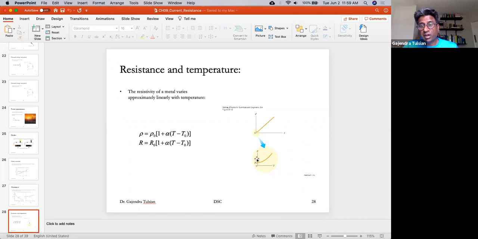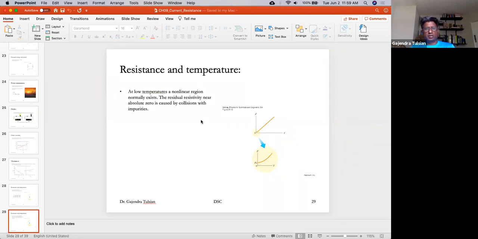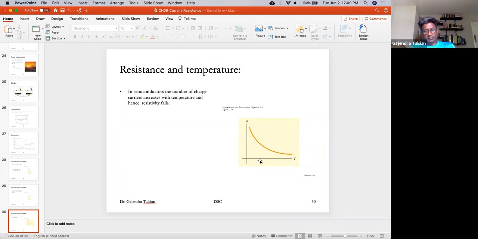Now, if you blow this diagram up near absolute zero, what you find is for most materials, even at absolute zero, there's a residual resistivity, meaning the resistance doesn't go to zero. So at low temperatures, a nonlinear region exists. The residual resistivity near absolute zero is caused by collisions with impurities, and it's almost impossible to eliminate that. But we'll come to certain interesting materials where the resistance does go to zero.